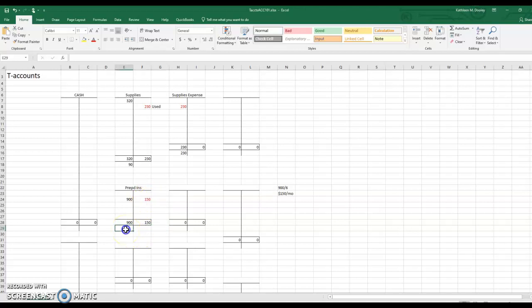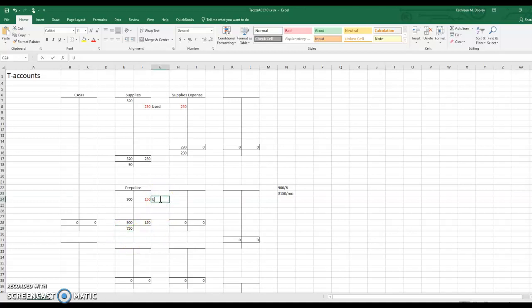So when I take the 900 debit footing minus the credit footing of 150, I have 750 left. And so that says that I still own $750 worth of the insurance policy. That means I could take that policy back at the end of December and get roughly $750 back, because that's the part I haven't used yet that I still own.